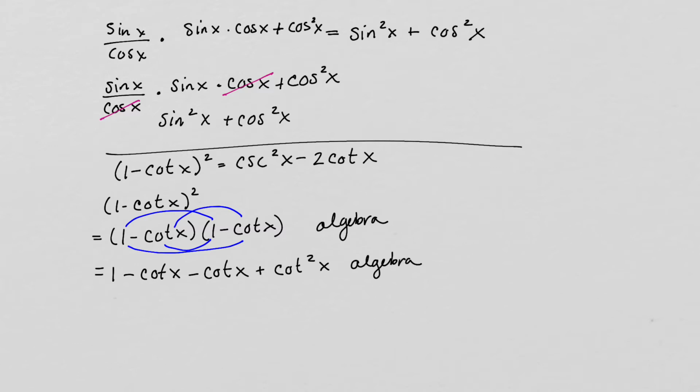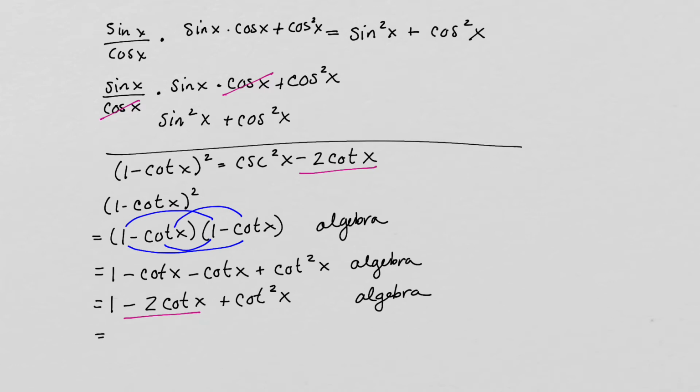Okay. And so then again, that's still some algebra steps. If I put the like terms together, I have 1, I have 2 of these minus cotangent x's, so minus 2 cotangent x plus cotangent squared x. And if you look where we're trying to get to, my final answer has a minus 2 cotangent x, and now I have a minus 2 cotangent x, so that's good. So hopefully the other pieces together can make it a cosecant squared x.